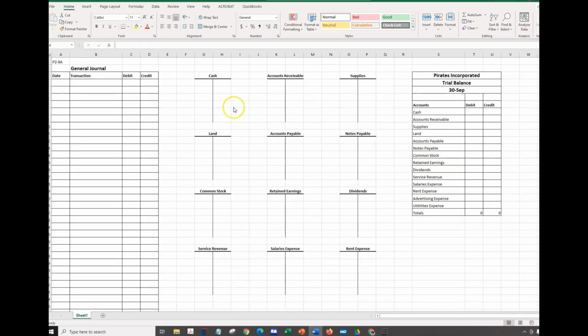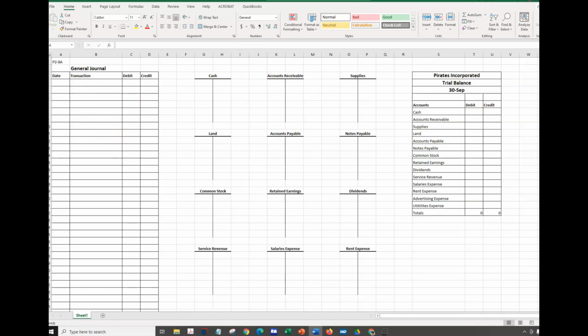So what we have here is an Excel spreadsheet, and we're not going to always use Excel. It's just helpful for this example. So first we need to journalize the transactions, and here's our general journal. And then we post, and here's our general ledger T accounts, and then we create a trial balance. So 3 steps, 1, 2, 3.